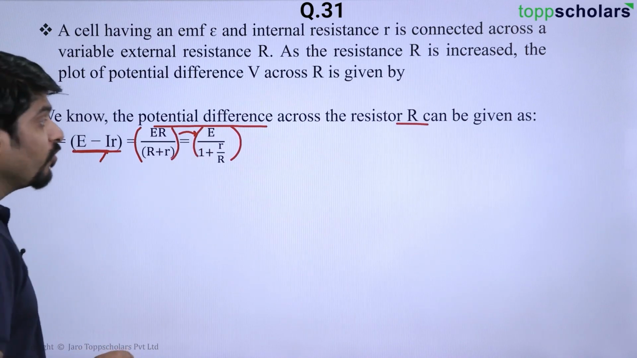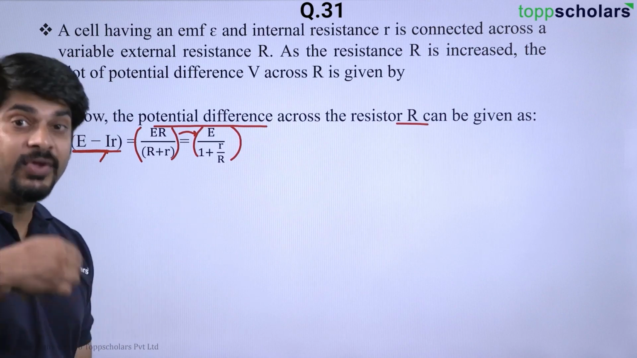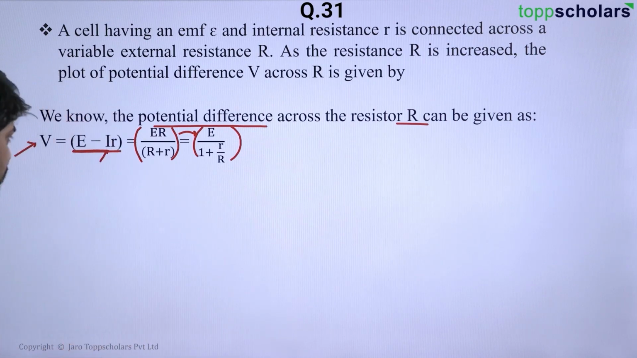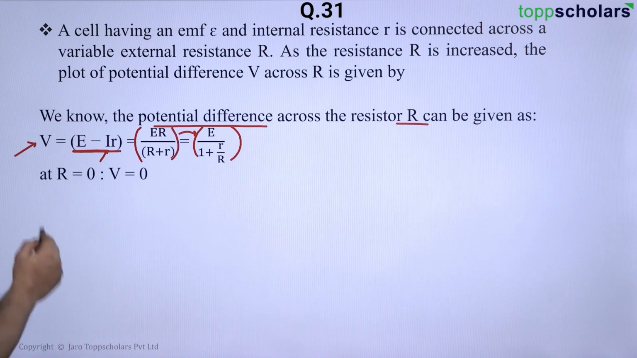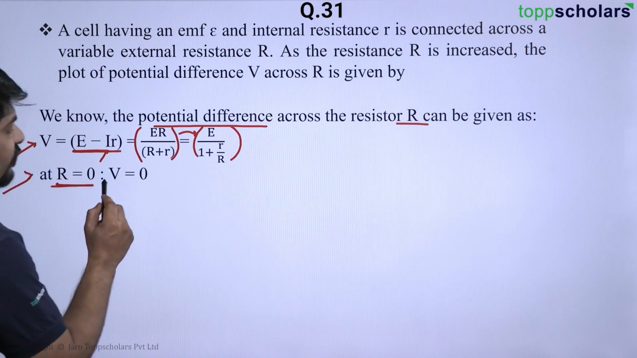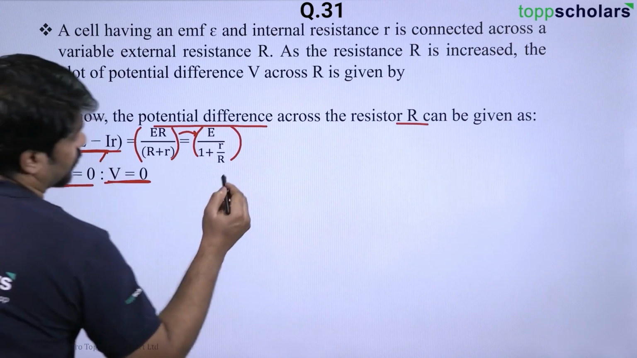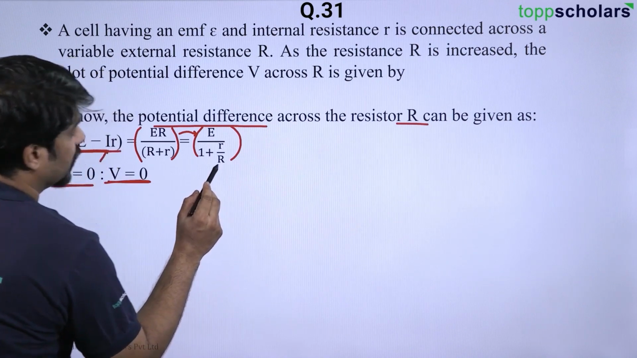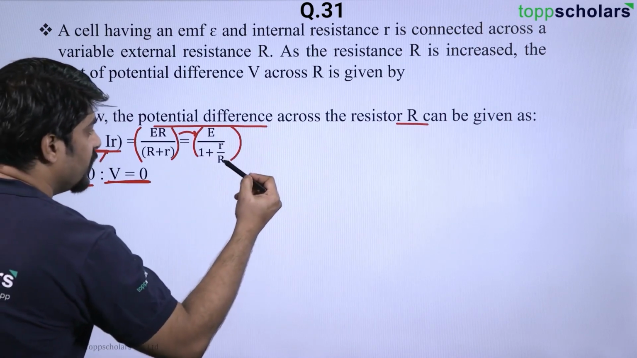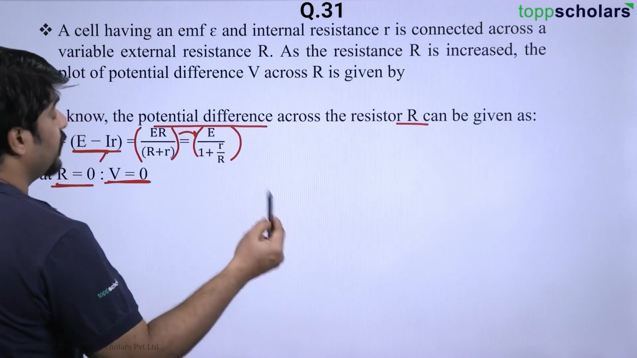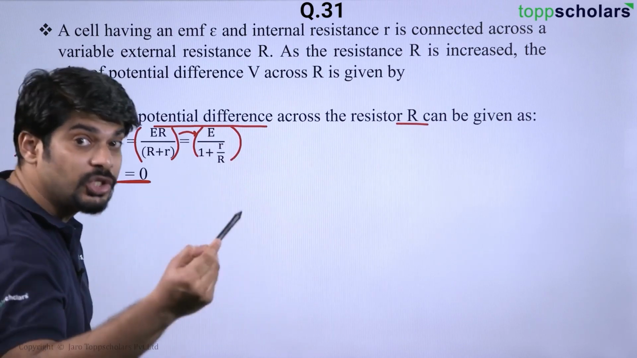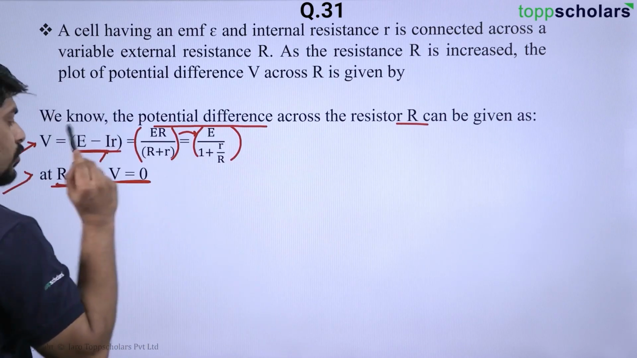Now we have to find out how this V varies with respect to capital R. It's very simple. You can see that when R is equal to 0, then V will be equal to 0. You can check here. If we put 0 over here, then small r upon 0 is going to be infinity, then 1 plus infinity will be infinity, then E upon infinity is going to be 0, therefore V will be equal to 0.